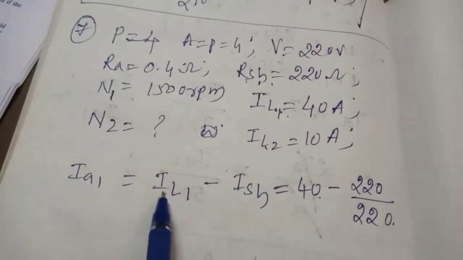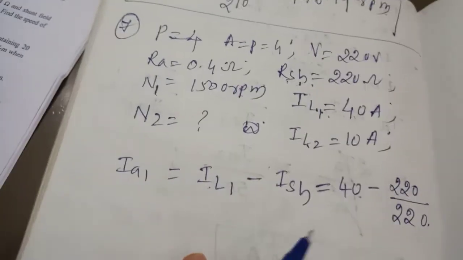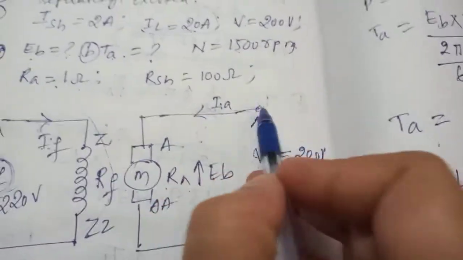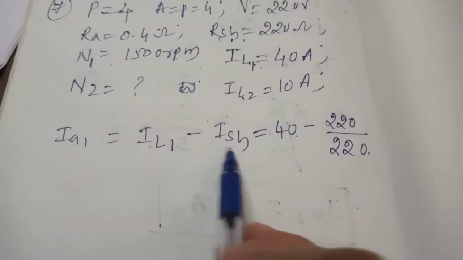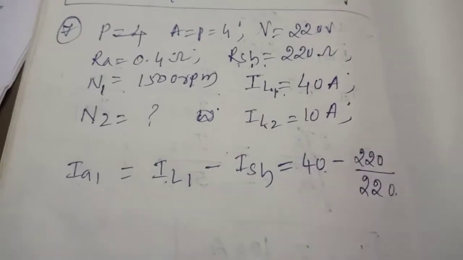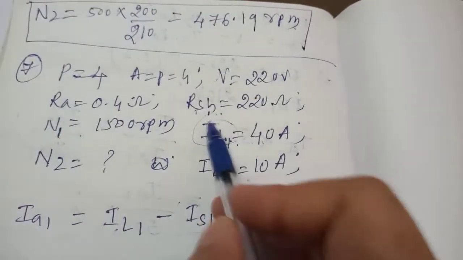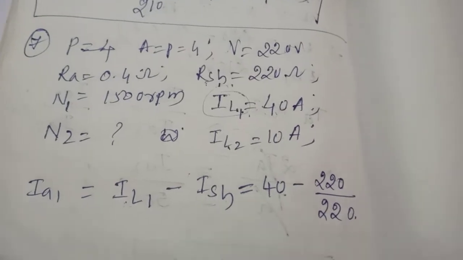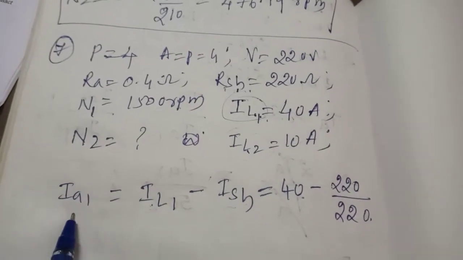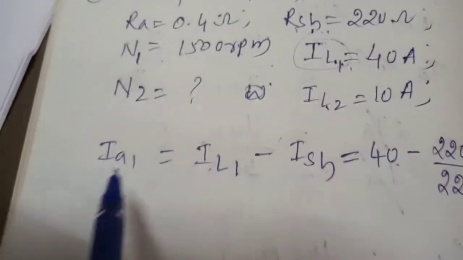Because for a separately excited DC motor, IL itself is IA. This load current itself is IA. You need not do the step IL minus ISH. Directly take IL1 as IA1 and IL2 as IA2 for separately excited. For a shunt motor, you have to do these things.